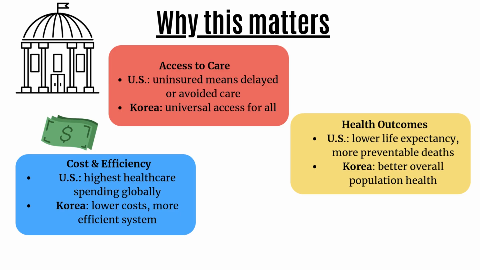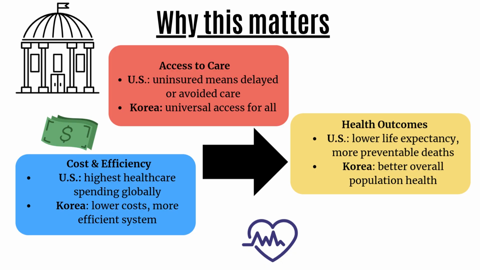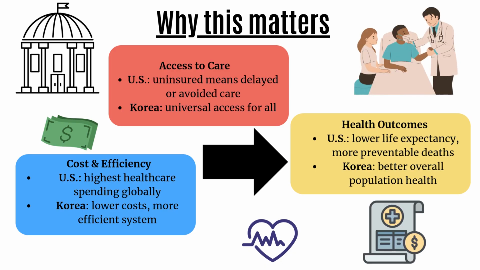Another important factor is efficiency and cost. Even though the United States spends more money on healthcare than any other developed country, it still struggles with lower life expectancy and higher rates of preventable deaths. South Korea spends less overall but achieves stronger population health outcomes due to differences in management, such as number of physician visits, which the United States struggles with. Overall, the way healthcare is organized and funded has a direct impact on the health of the population.